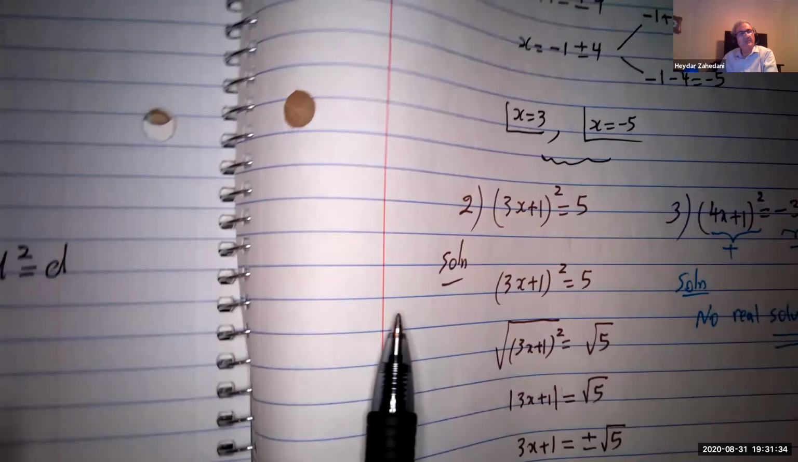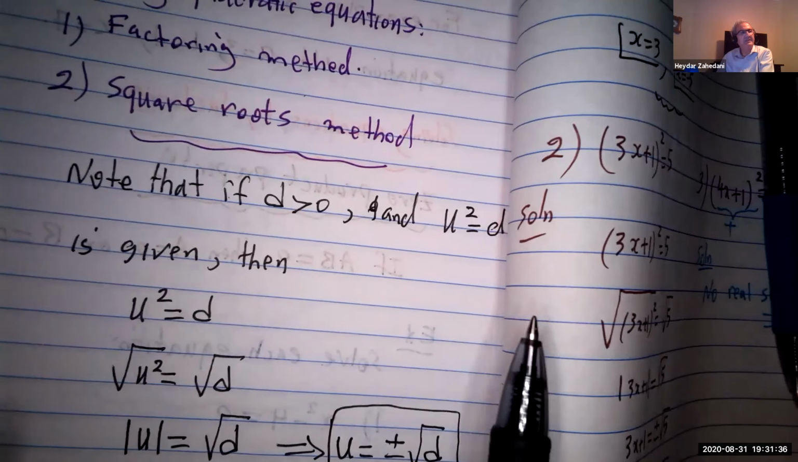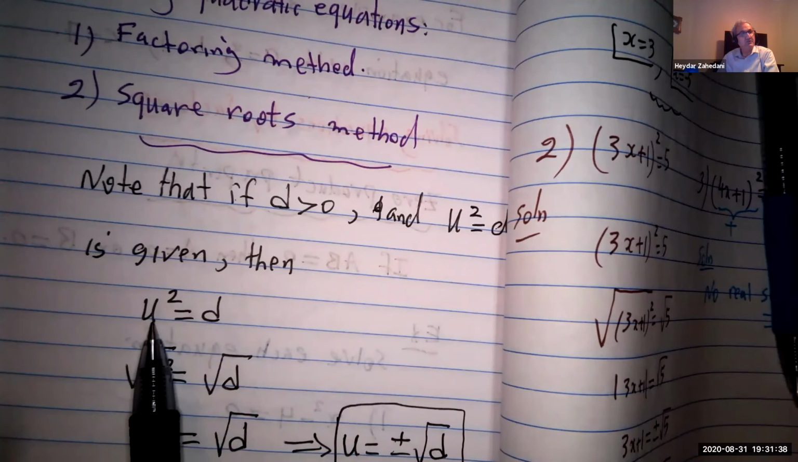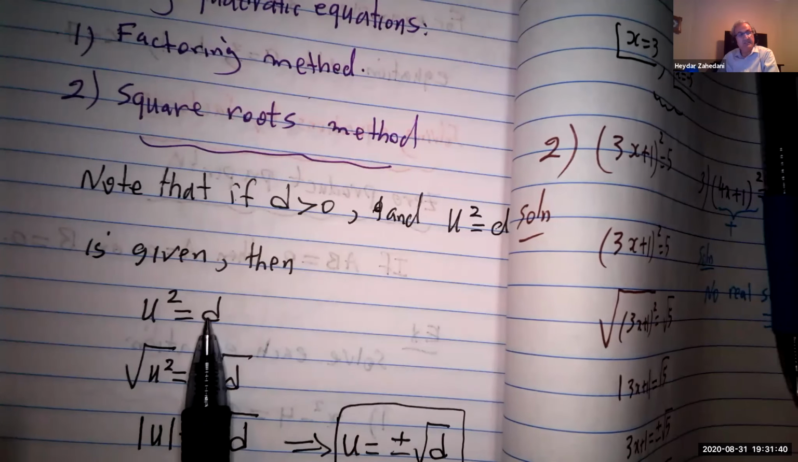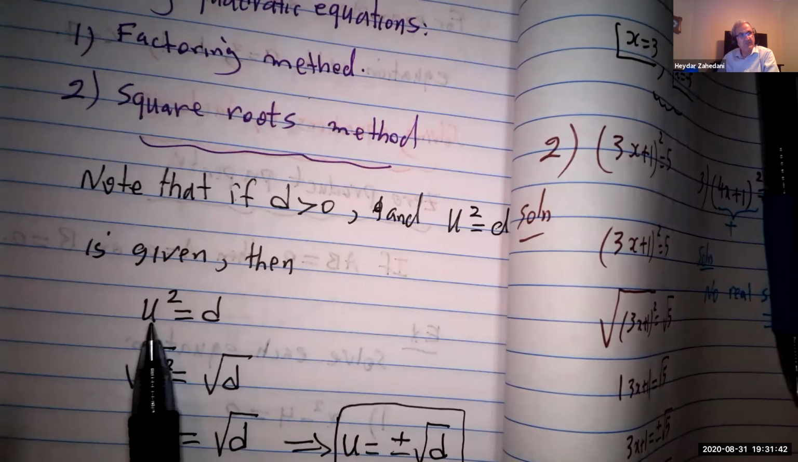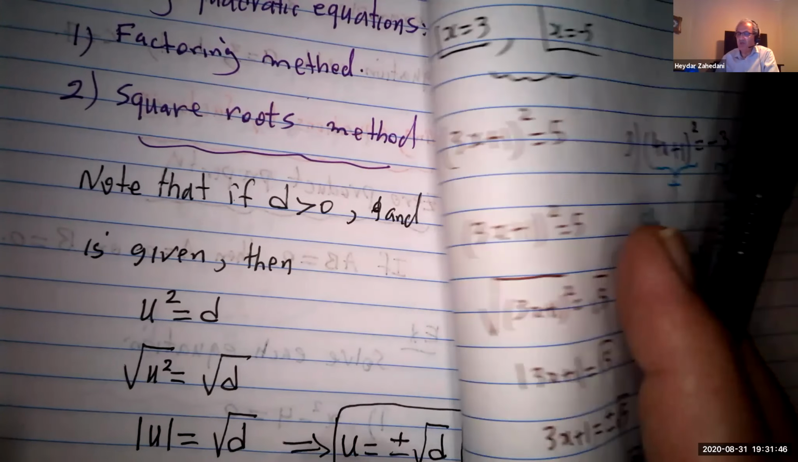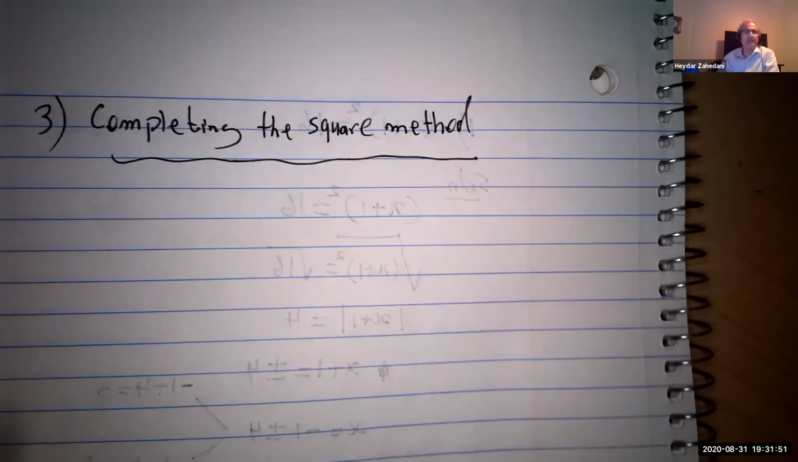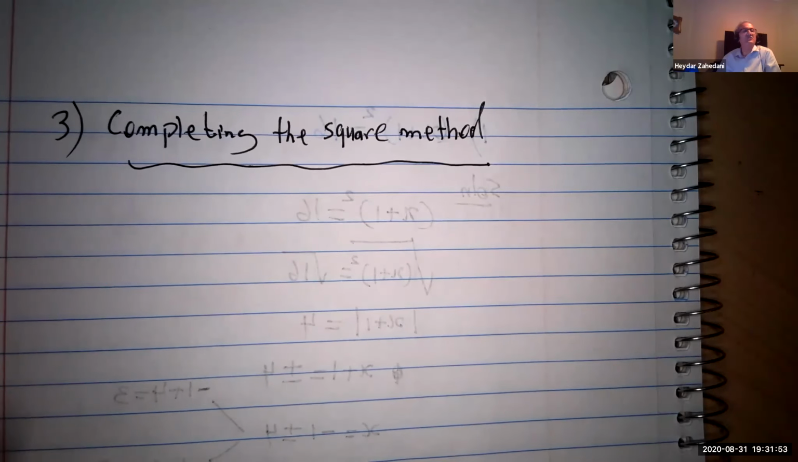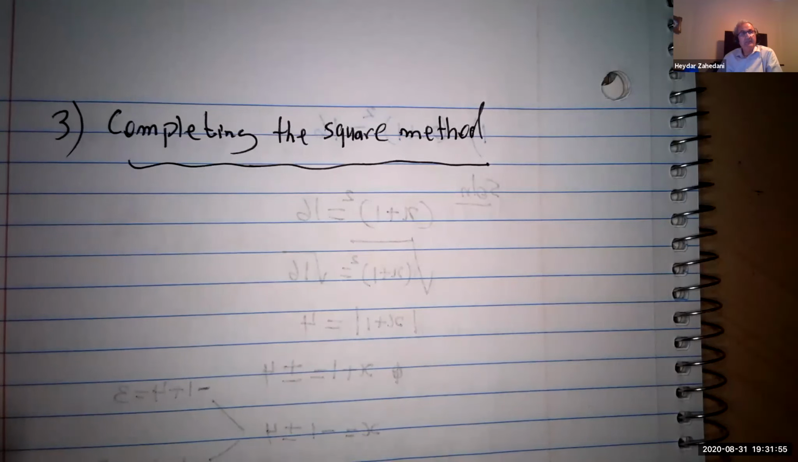Or even in this formula. Look at the formula. There was a perfect square here, u squared. We don't care about the d, but this must be a perfect square. So what we are going to do, if a quadratic equation is given to you, is try to make that a perfect square. We try to change it to u squared equal to d. Then we'll be able to use that method. That's why they call it the completing the square method.